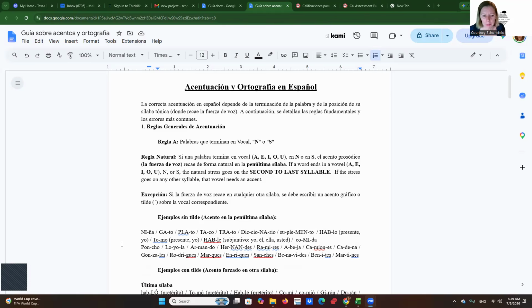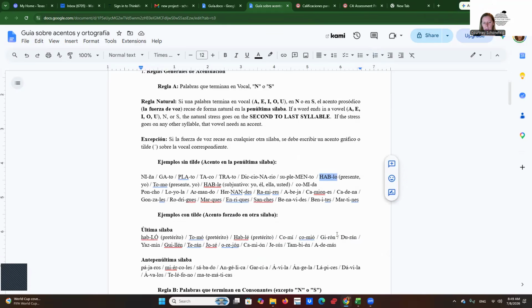But we know sometimes a different syllable is stressed. And if a different syllable is stressed, then it breaks the rule and it needs an accent mark. So that's what accent marks tell us, that we're breaking a rule and that syllable gets the accent, the stress. That's the sílaba tónica.